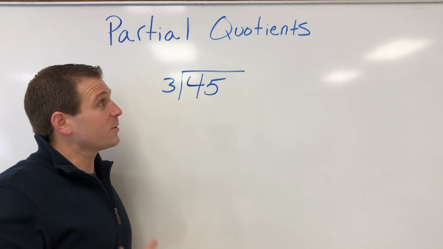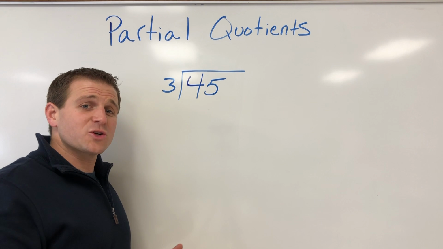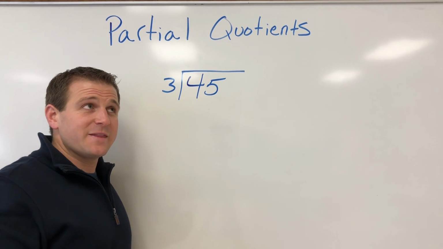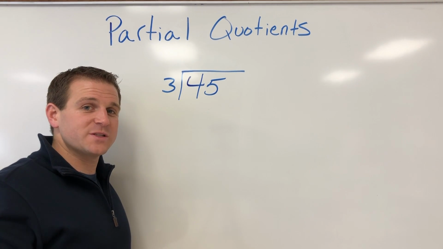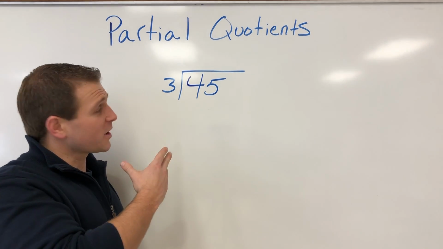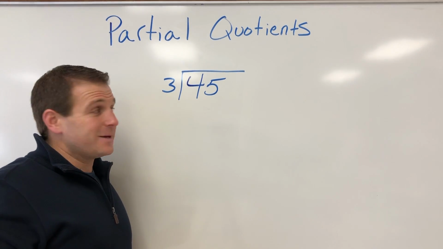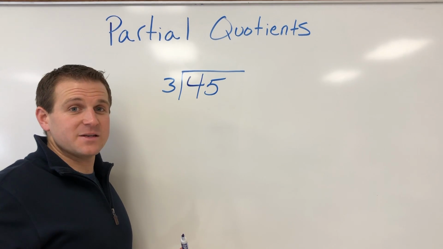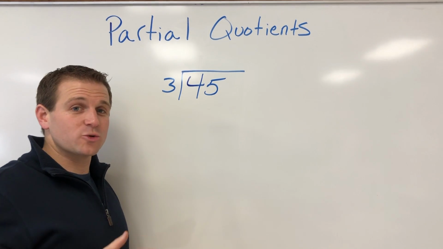Hey everyone. Today we're going to be talking about partial quotients. Partial quotients is a division strategy that is especially effective when you have students that may be having difficulty with their basic math facts. We're going to work with 45 divided by 3, but it works for any sized numbers. You can have double digit, triple digit, quadruple digit.